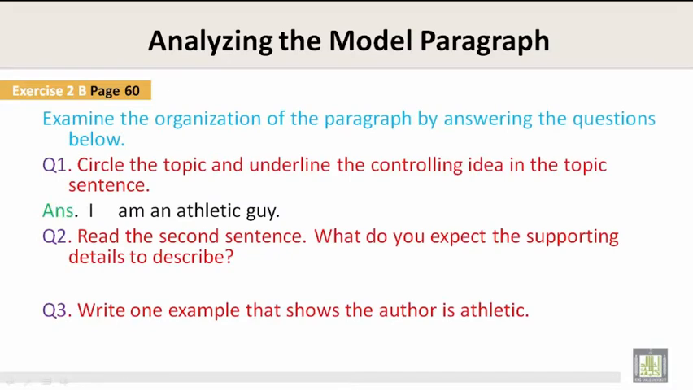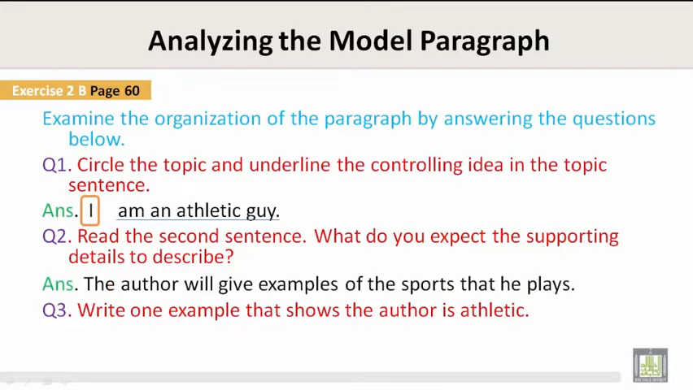Examine the organization of the paragraph by answering the questions below on exercise 2B, page 60. Question number 1. Circle the topic and underline the controlling idea in the topic sentence. I am an athletic guy. The topic is I, and the controlling idea is am an athletic guy. Question 2. Read the second sentence. What do you expect the supporting details to describe? The author will give examples of the sports that he plays.